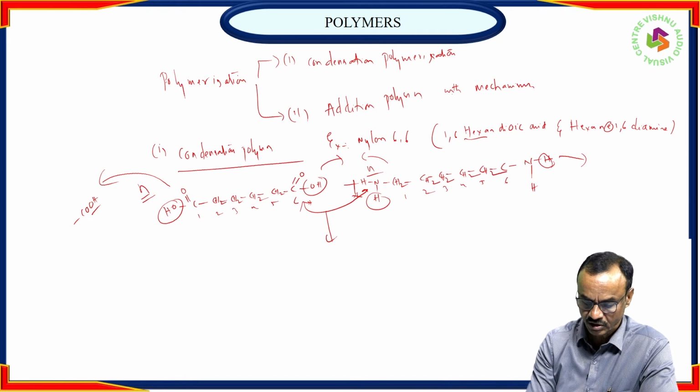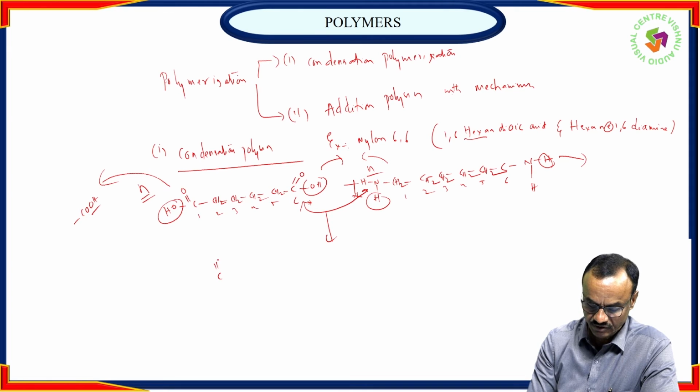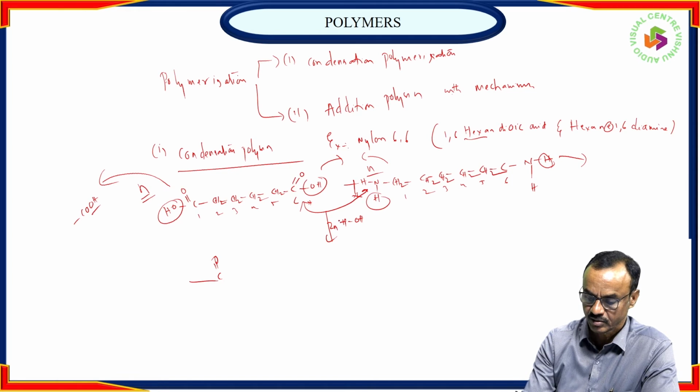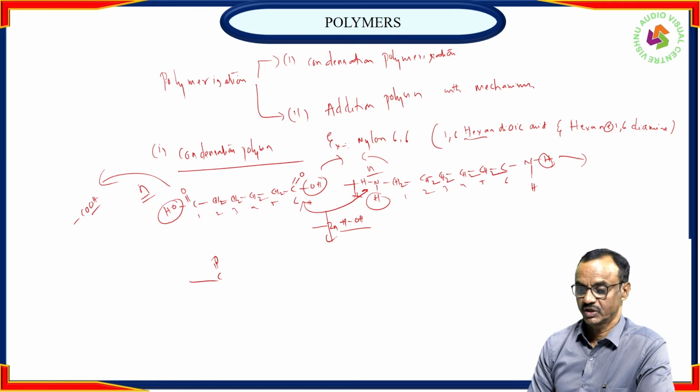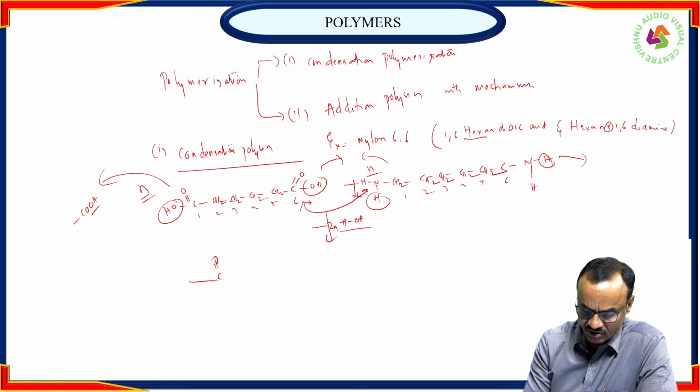How many are there total? CO attachment is there, OH minus is removed, OH minus and H plus ends, minus HOH. How many are there? N into N, 2N minus HOH, 2N HOH. See how many methyl groups are there? 1, 2, 3, 4 repeated units.